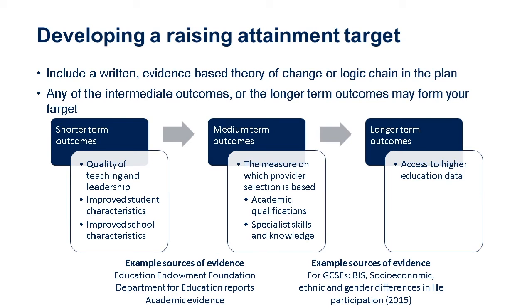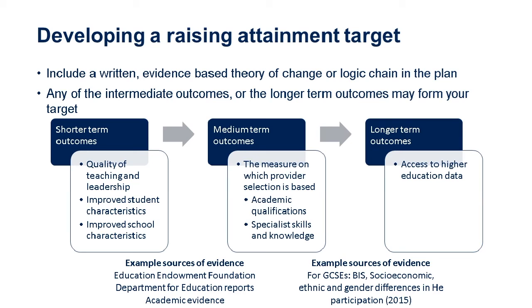So we're going to be looking at raising attainment type targets. And you can see here that the ultimate aim is to increase access to higher education, but this will necessarily be a long-term aim of the intervention that you're putting in place. So you need to think about what the key milestones and the short and medium-term outcomes would be, by which you'd be able to see if you're actually on track to deliver on that ultimate longer-term outcome.